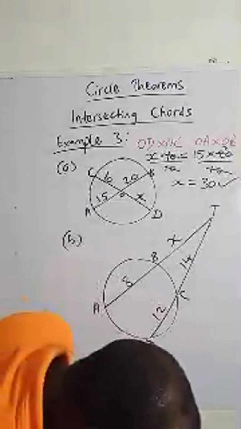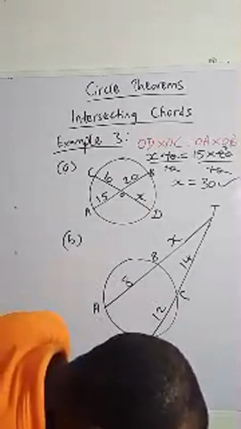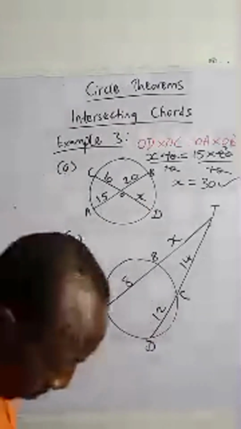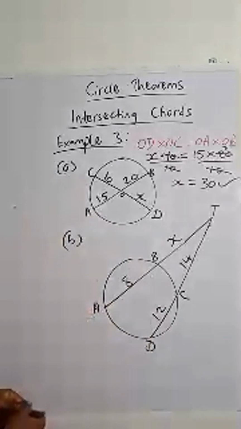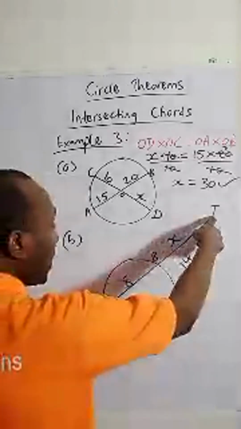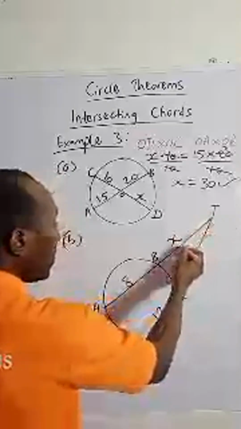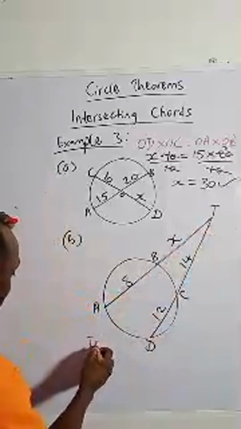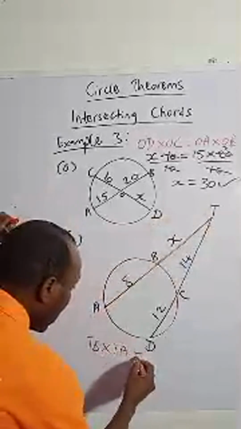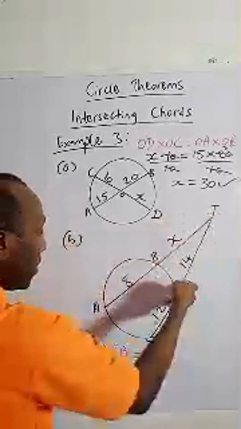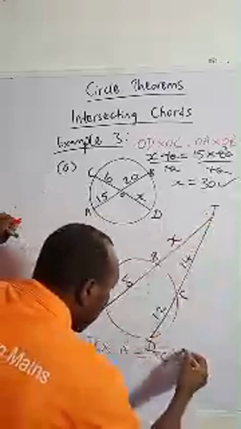I need somebody to talk to me. Who has done B? Hope you still remember how B is done. If you are picking T, you do TB from T to B. TB times TA is equal to TC times TD. That's what you do.